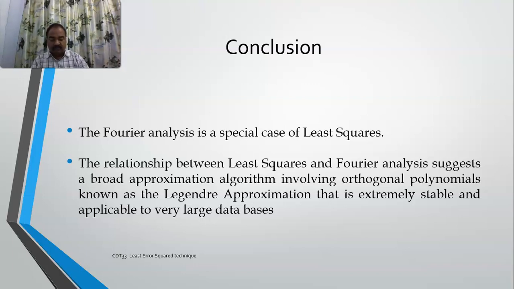So the conclusion of this: the Fourier analysis is a special case of least squares. The relationship between the least squares and the Fourier analysis is very close. They suggest that there is a broad approximation algorithm between these two. The only difference is that the least square method can be employed when you have a decaying DC component in your signal, and it gives very stable results.